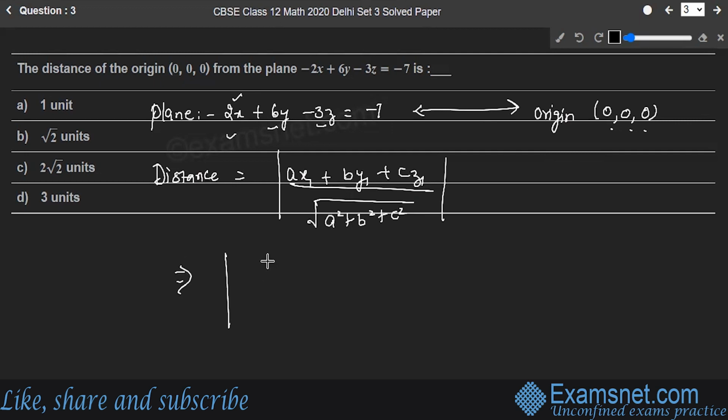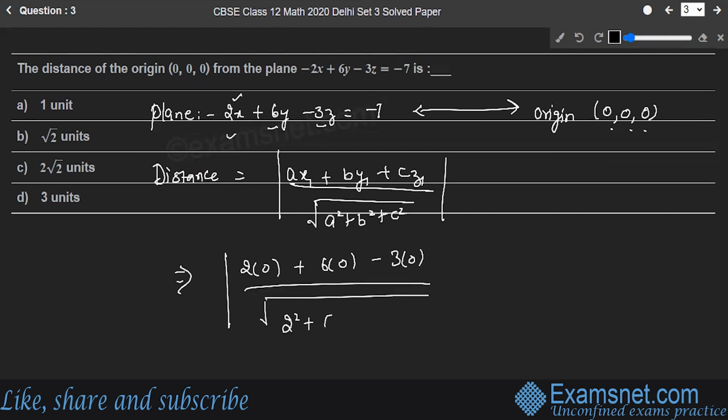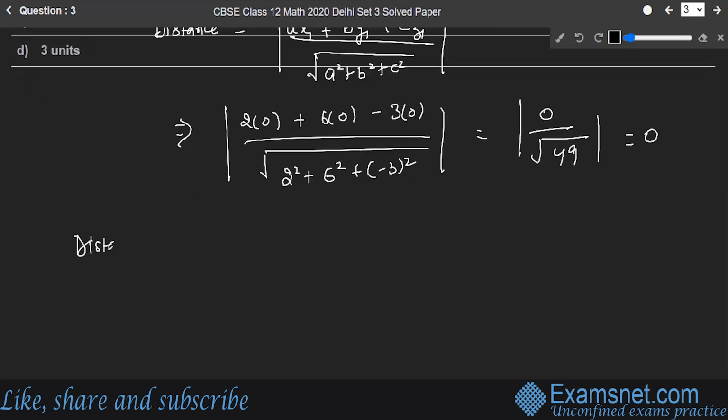So this becomes distance is equal to 2 into 0 plus 6 into 0 minus 3 into 0, whole divided by root of 2 square plus 6 square plus 3 square, which is equal to 0 upon something like 4 plus 36 plus 9. This is root of 49, right? So that means the distance from the origin to the given plane is 0.